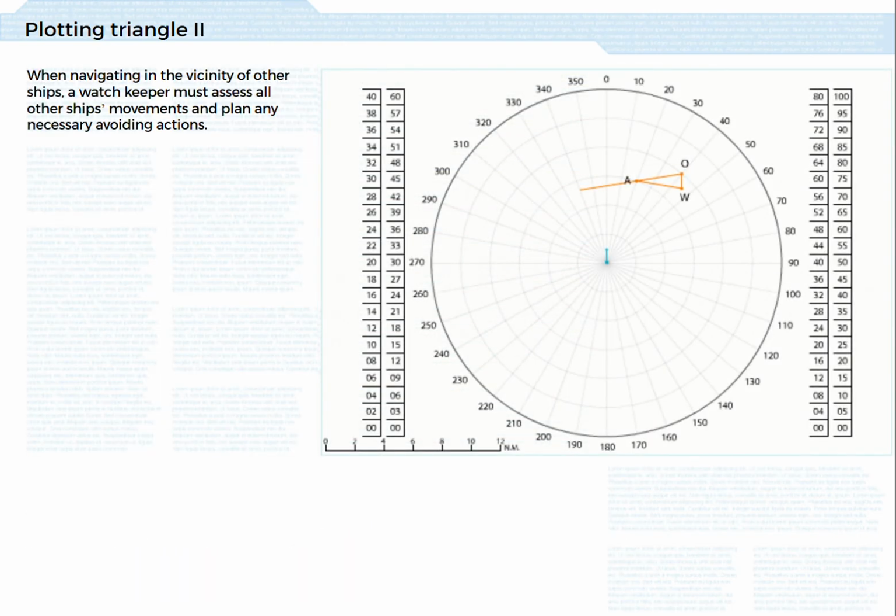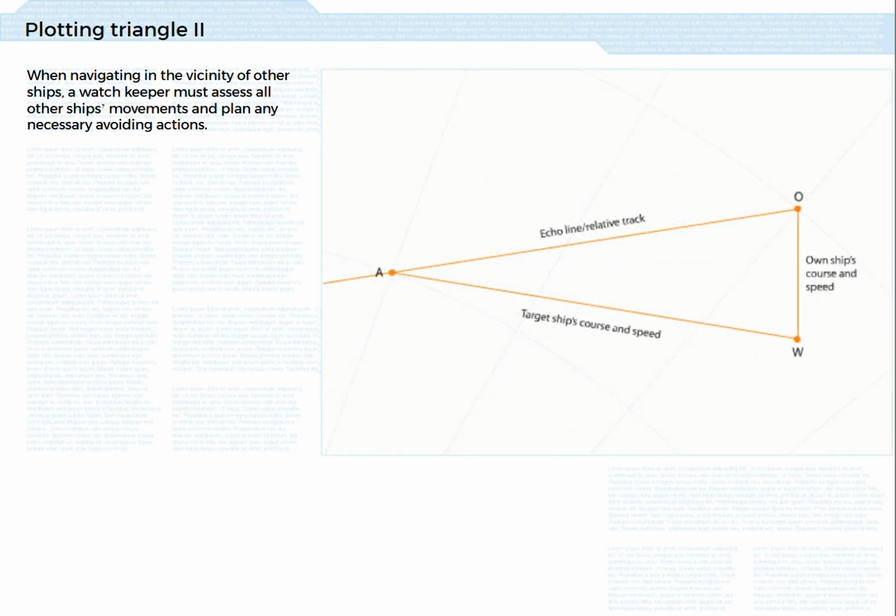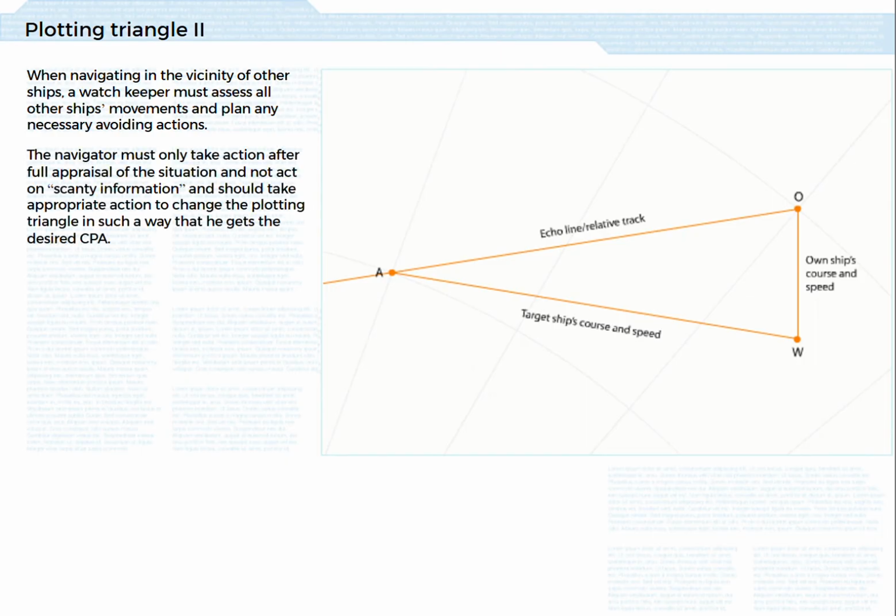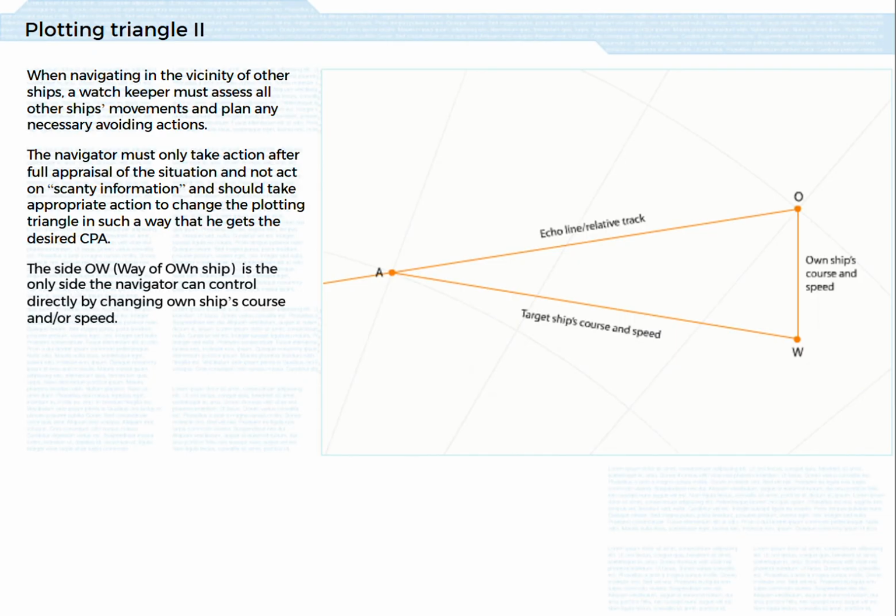When navigating in the vicinity of other ships, a watchkeeper must assess all other ships' movements and plan any necessary avoiding actions. The navigator must only take action after full appraisal of the situation, and not act on scanty information, and should take appropriate action to change the plotting triangle in such a way that he gets the desired CPA. The side OW, or way of own ship, is the only side the navigator can control directly by changing own ship's course or speed, or both.